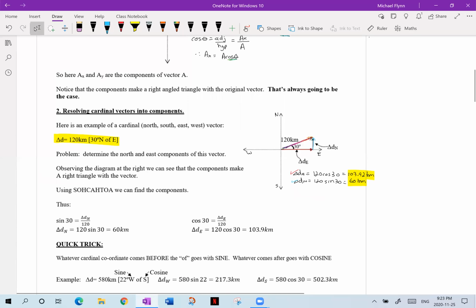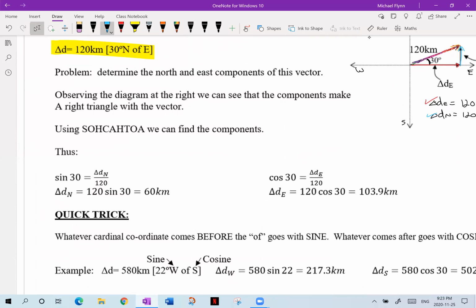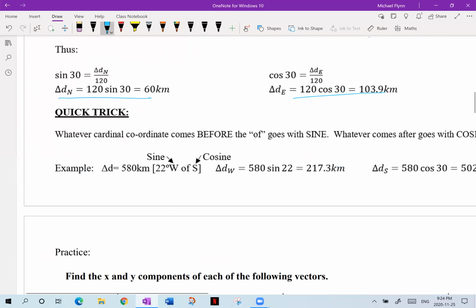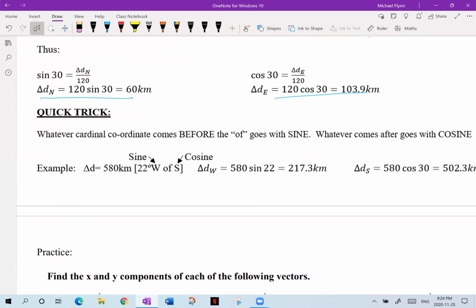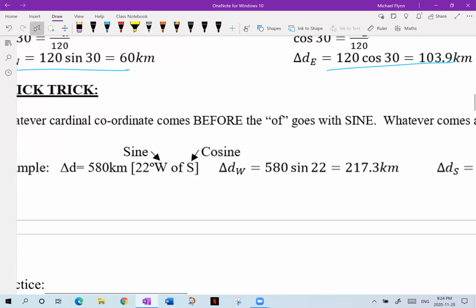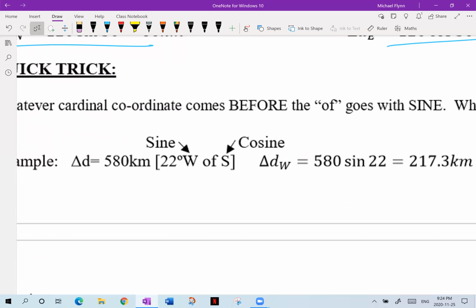All right, so that's components, right? Now, here I explained where the components come from, so we've got that. Okay, now there's a trick. What we want to do is we don't want to constantly have to draw that picture to get the components, okay?